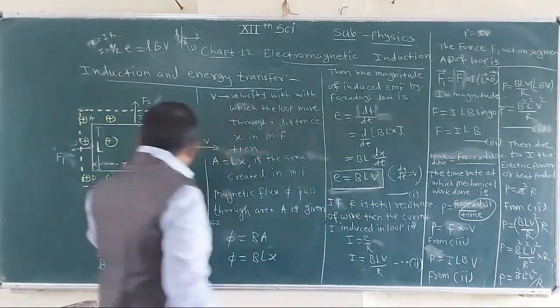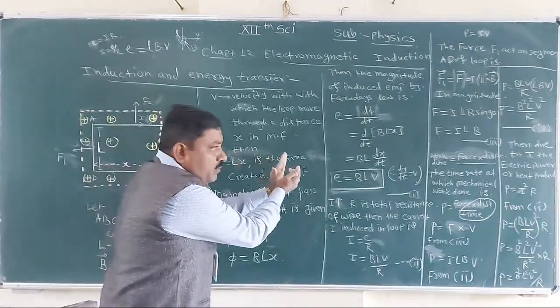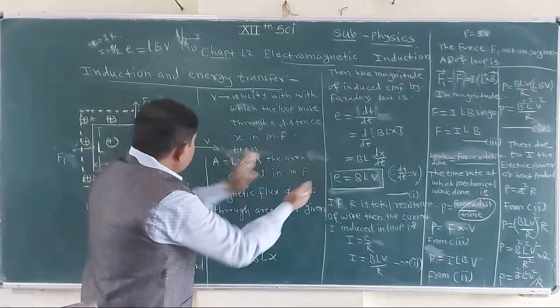So what is that mechanical work done? This frame or this conducting loop is moved with a force F towards right with velocity V.